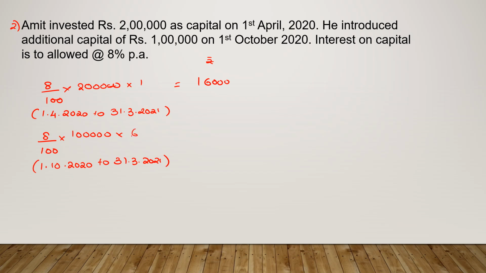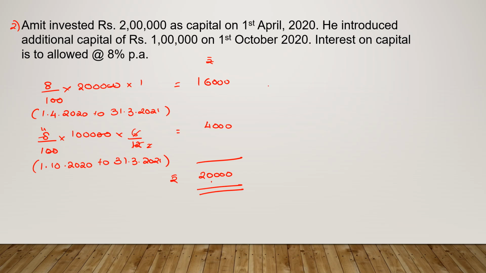That comes to 6 months: October, November, December, January, February, March. So 6 months. So let us calculate. It would come to 4,000. So the total amount of interest on capital which the proprietor Amit is entitled to is 20,000 for this year, and that would be credited to his capital account.